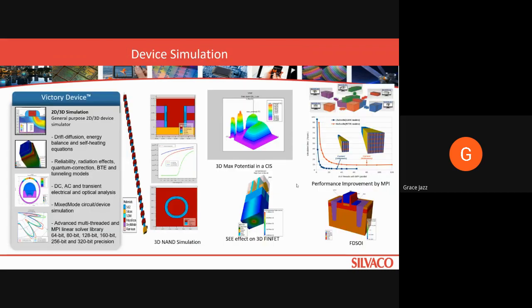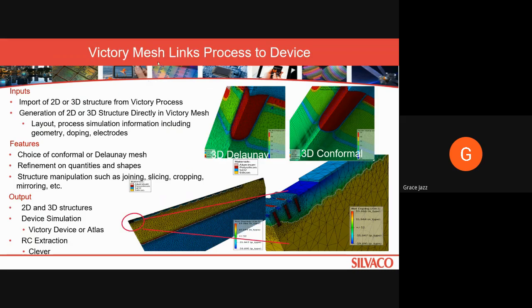So we have another tool, we call it Wicked Mesh. It can link process to device. As we know, after process simulation, the mesh may not be suitable for device simulation. Normally, we need to do some mesh optimization. We have a dedicated tool for that, called Wicked Mesh. You can load your process simulation structure, then do mesh optimization, then export to device simulation. It can reduce your simulation time without sacrificing accuracy too much.